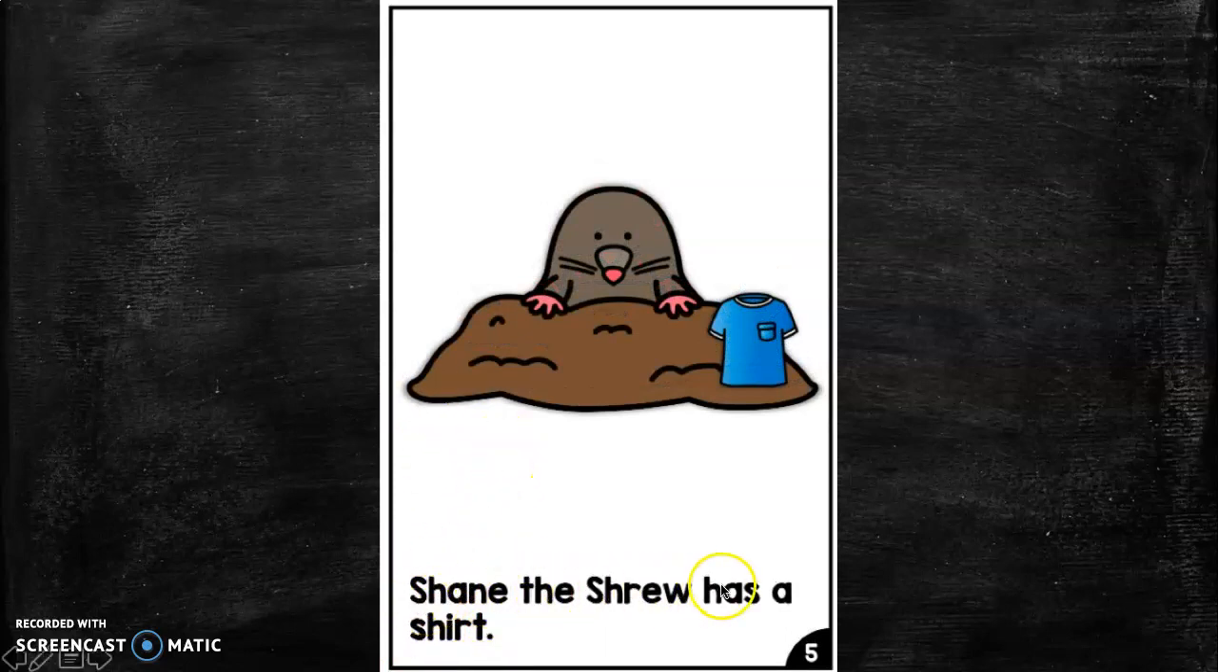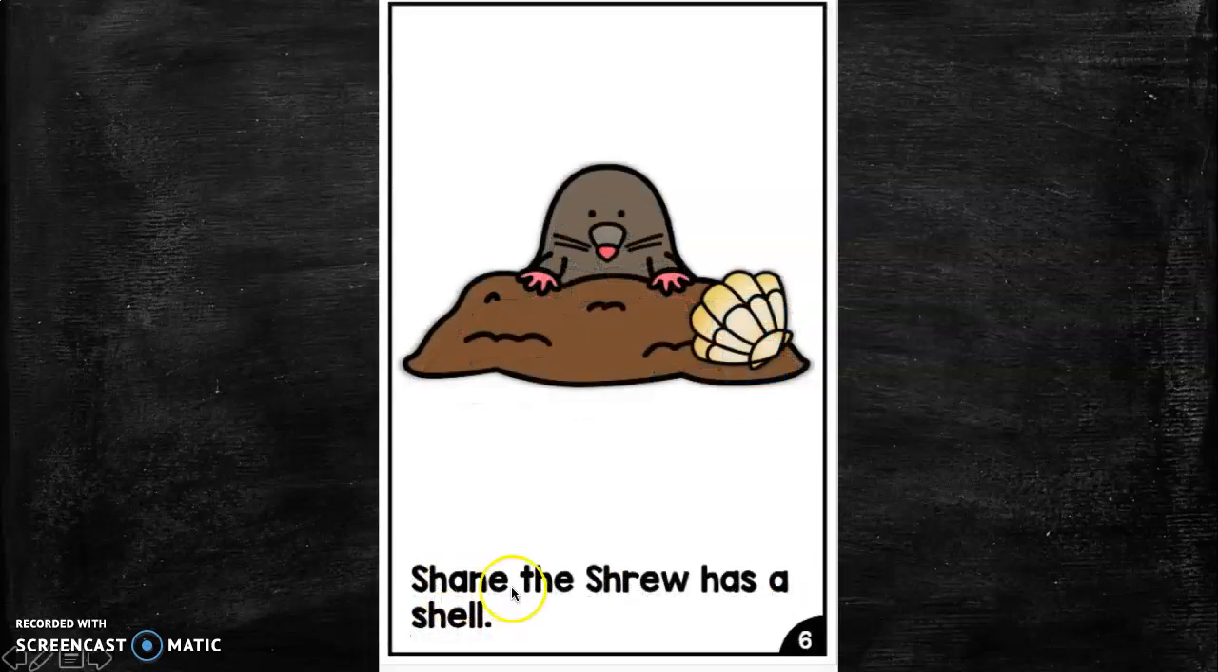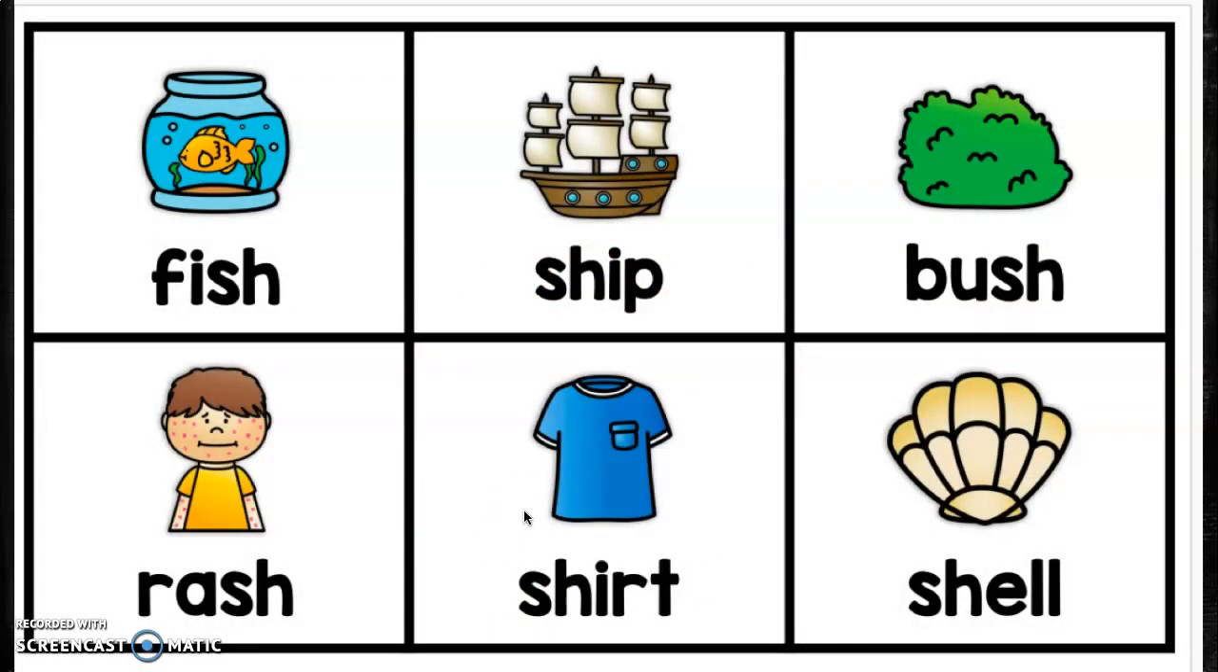Shaun the Shrew has a shirt. Shaun the Shrew has a shell. You think it has a crab inside? So these are the words we took in the decodable: fish, ship, bush, rash, shirt, and shell.